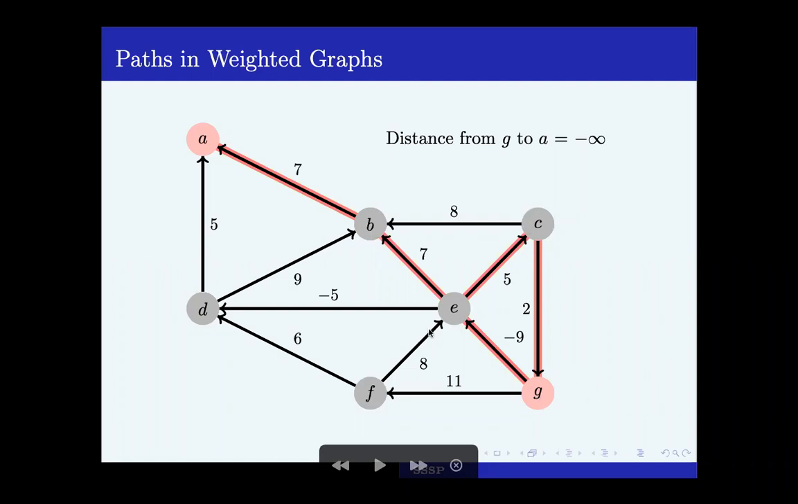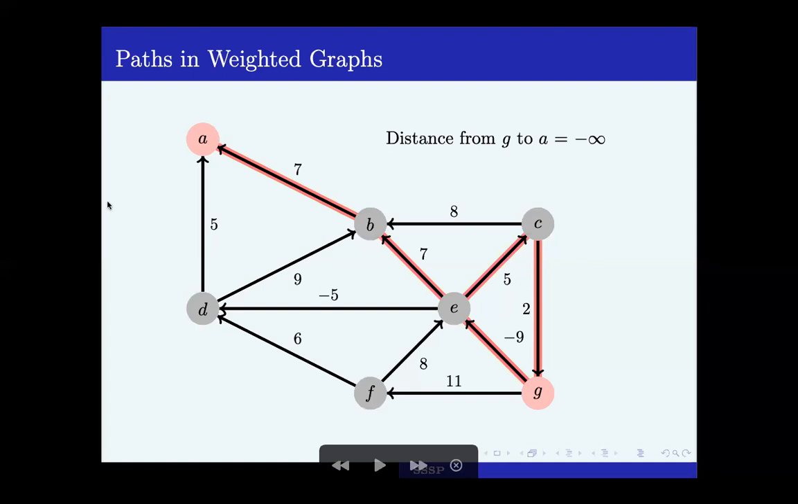G to E to C to G, E, C, G, E, C, G, E, A. So it will become lesser. Every time I make a loop around this cycle, my path length will go down by 2. Depending on how much time I want to spend, I can keep on going on this path for ages and ages, and then at some point I'll go to A.